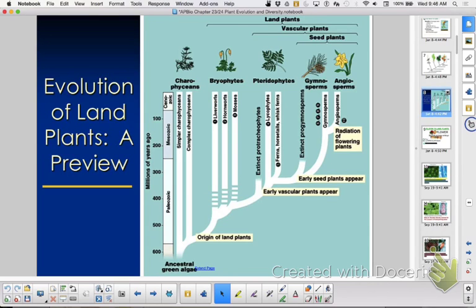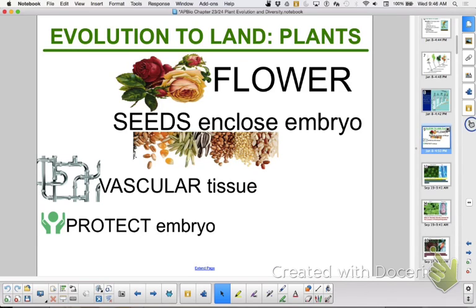All right. So here are your big ticket items to get onto land. The first one to get onto land is you had to be able to protect the embryo in some way on land. That was the first adaptation that had to be acquired. Then you needed vascular tissue to get water from one area to another, from the roots up through the shoots, all the way through. Then the next adaptation were seeds. And the seeds enclosed the embryo, protected it, aided in dispersal. And then the next level up there is the flower.